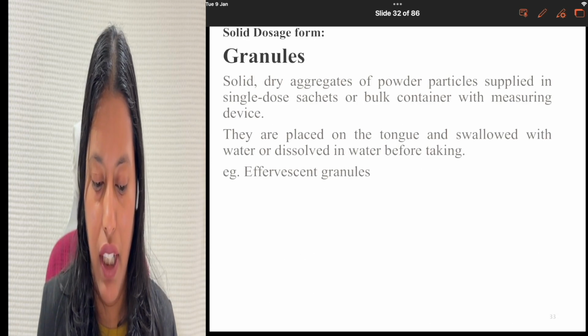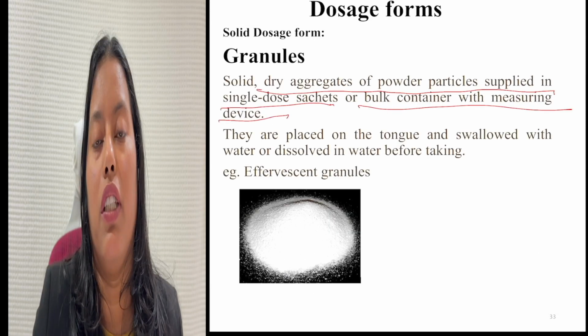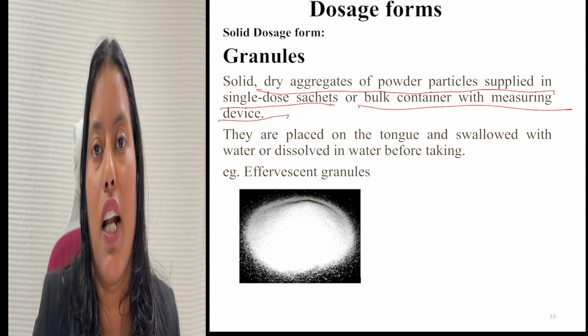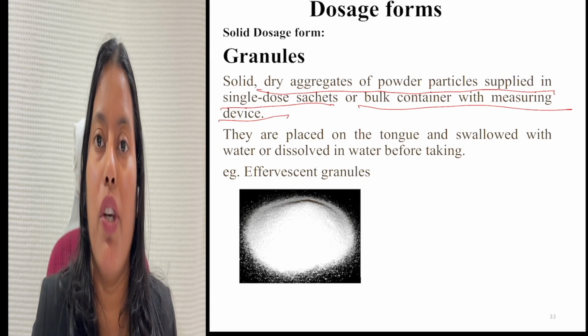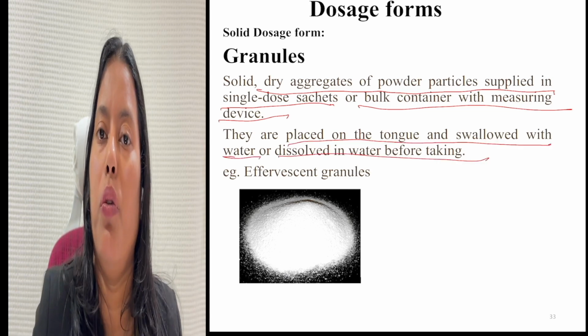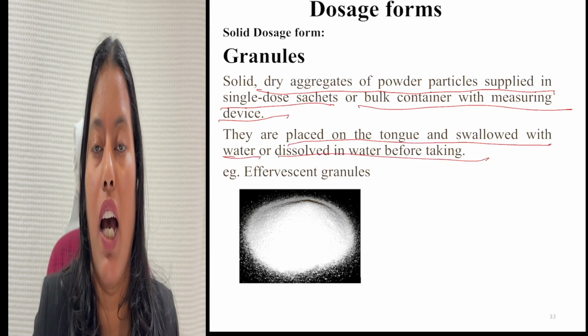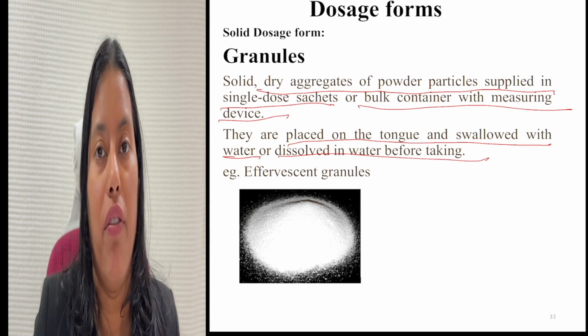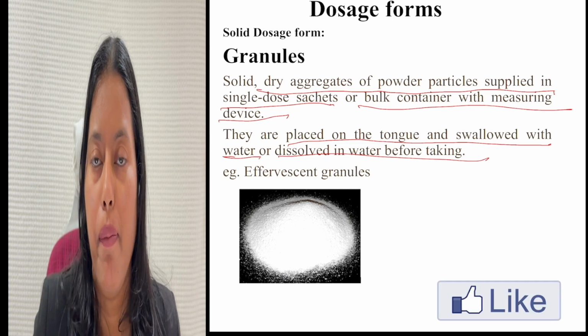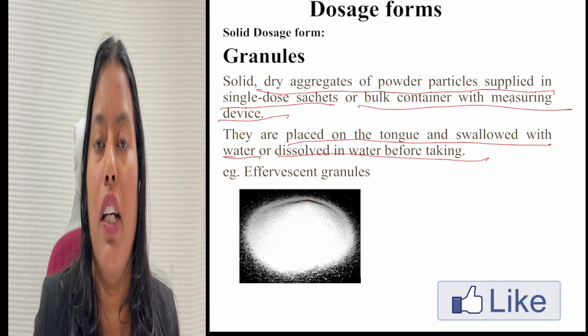Next you have the granules. The granules are basically dry powders, and they may be supplied in the form of single unit sachets or as a bulk container with a measuring device. So there are two ways to take the granules. Either they are directly placed onto the tongue and water is taken, or they have to be dissolved in water and that water has to be taken.